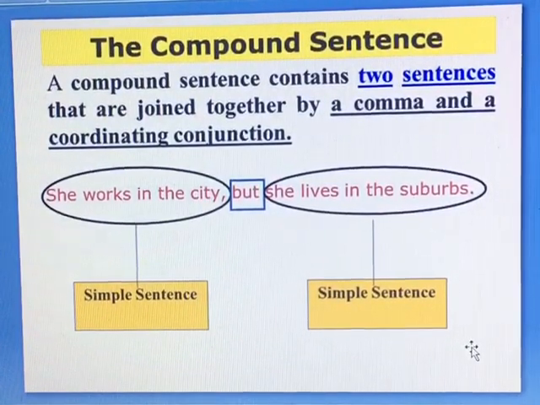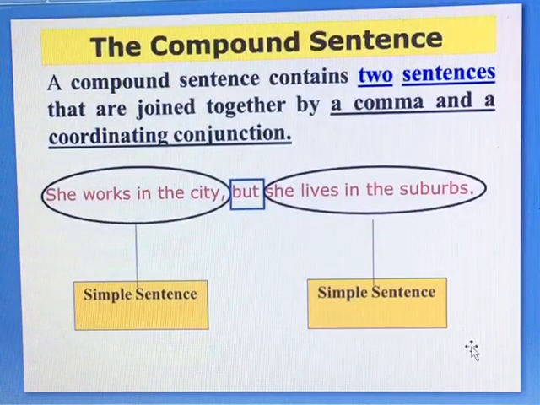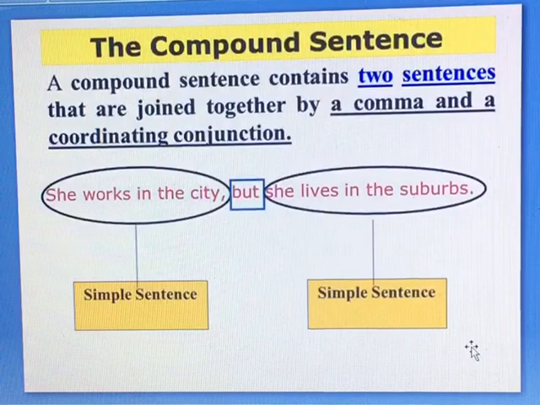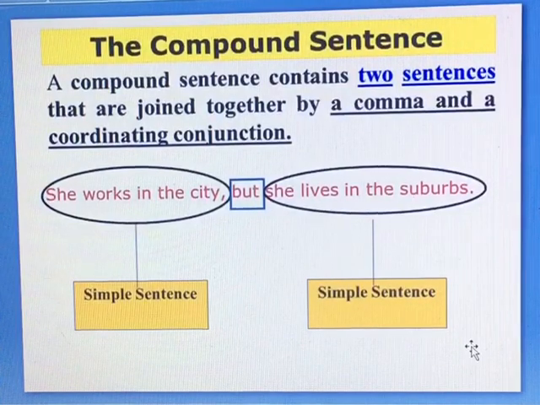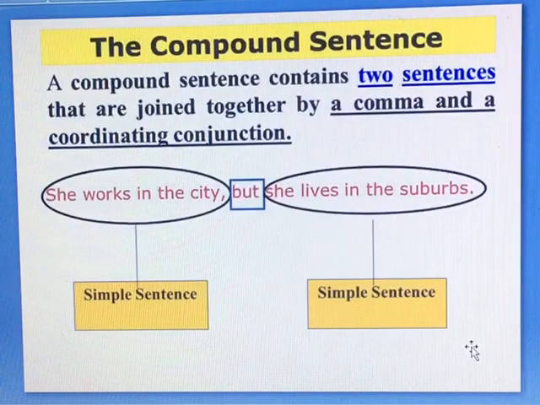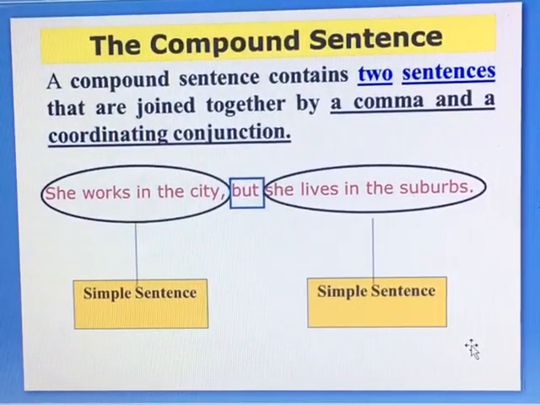She works in the city. This is a simple sentence. She lives in the suburbs. This is another simple sentence. But is the conjunction and it joined them together. She works in the city, comma, but she lives in the suburbs.